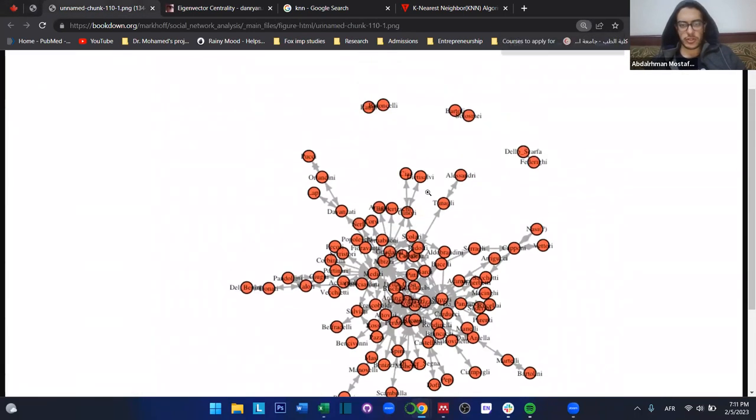So for example, I'll try to read those names. For the Alessandri and the Tanagli family, these two families have a directed link going both ways between them, which means that each family's daughter has been married to one of the other family's sons.